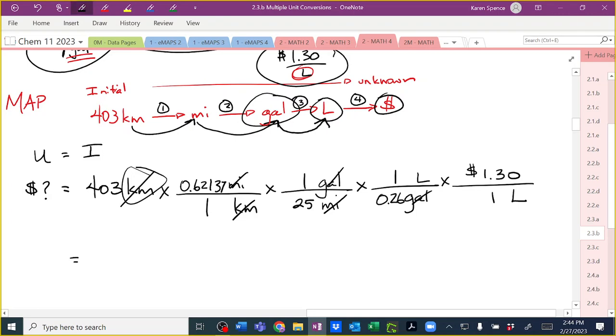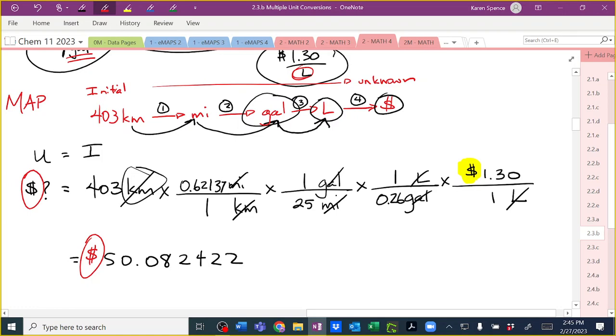Throw that all into the calculator. 403 times 0.62137 divided by 25 divided by 0.26 times 1.3 equals, and I get 50.082422. And the only unit I have left after everything has canceled is the dollar. That's the only thing left, which is good because that's what I wanted to find.